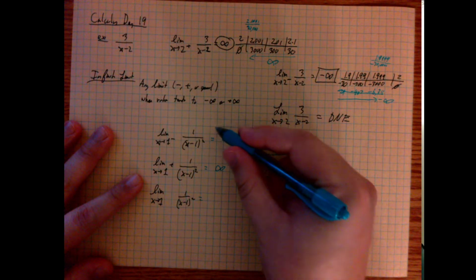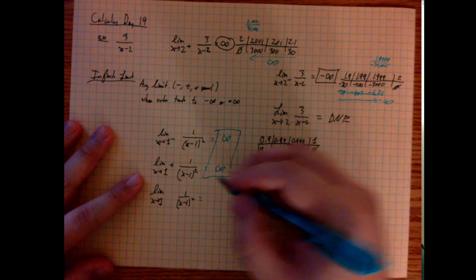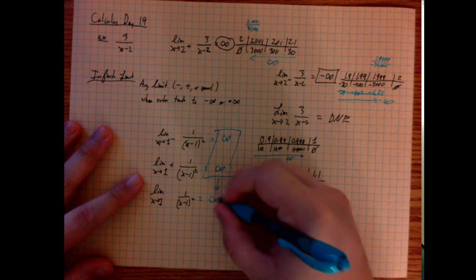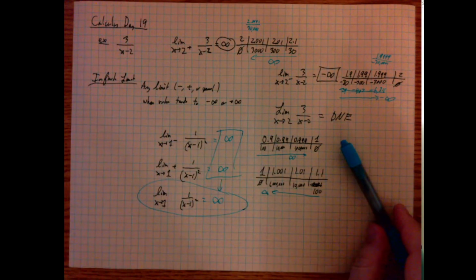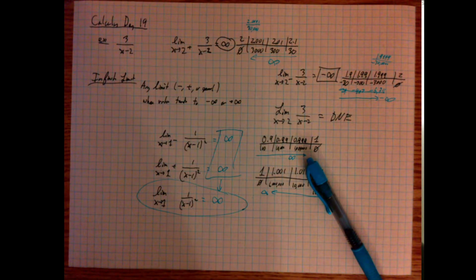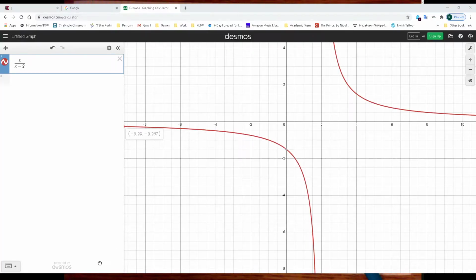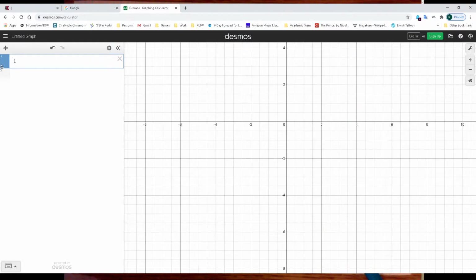Now, since these two agree, that means that this limit has to also be infinity. And we can see that if we actually look at the graph of this. Let's pull up this once again, and let's actually plug in that graph. So 1 divided by x minus 1.